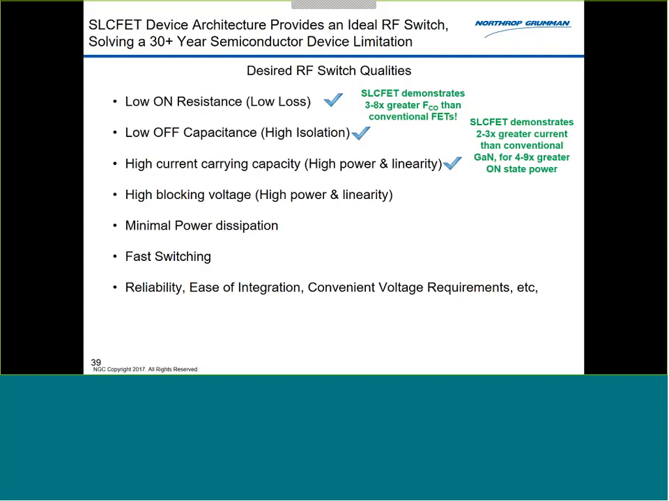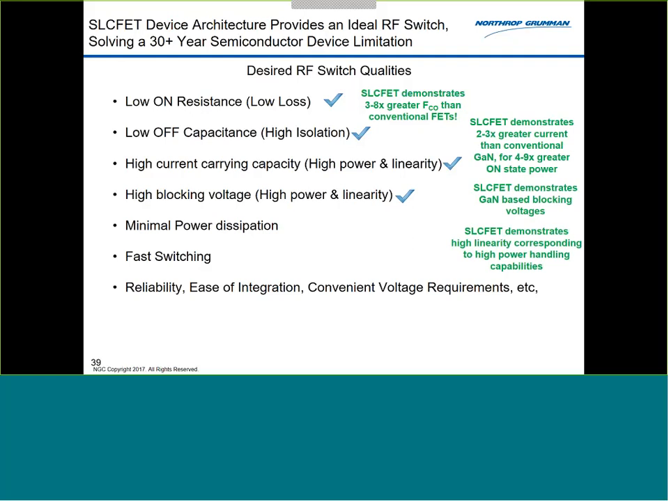We also want to have high current density to give us power and linearity, and the SlickFET offers 2 to 3 times more current, which is 4 to 9 times more power handling. And we want to have high blocking voltage. And being a gallium nitride-based system, it has a very high blocking voltage.